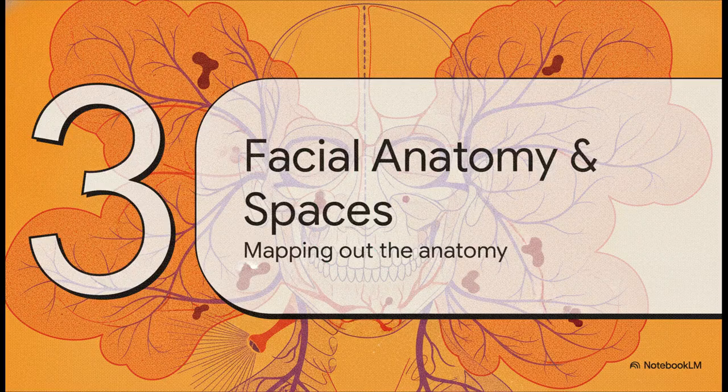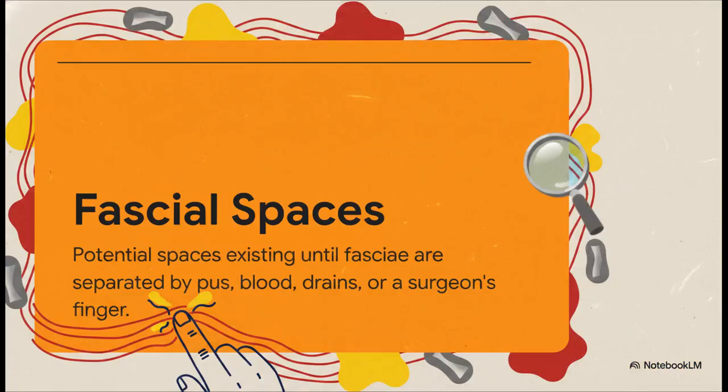Okay, let's get into Section 3, Facial Anatomy and Spaces. This is a core anatomical concept that honestly trips up a lot of students. Fascial spaces aren't actually empty rooms just waiting to be filled. Not at all. They exist purely as potential spaces. They are tightly bound layers of fascia that only become true spaces when they are violently forced apart by pus, blood, surgical drains, or even a surgeon's finger during an exploration.